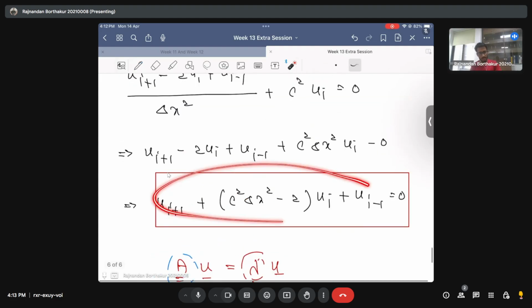You write these equations for each and every node. You may include the boundary node, you may not include the boundary node, that's up to you, because the information at the boundary node is already known. So it's better not to solve for the boundary node, but to solve for the unknowns. Then you form a system of equations of the form Ax equal to lambda x, and you evaluate the eigenvalues of the coefficient matrix A, which will be the eigenvalues of your problem.